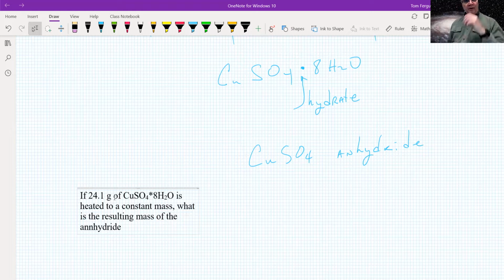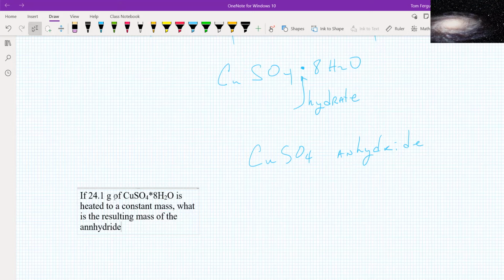Okay, so if we took 24.1 grams of cupric sulfate hydrate, that's the formula for the hydrate. There's no easy way to figure out how many waters are in it. So we heat it to a constant mass. You heat it, weigh it, heat it again, and if the mass is the same, then there's no more water. If the mass goes down, that means there's still water in it. So heat it to a constant mass.